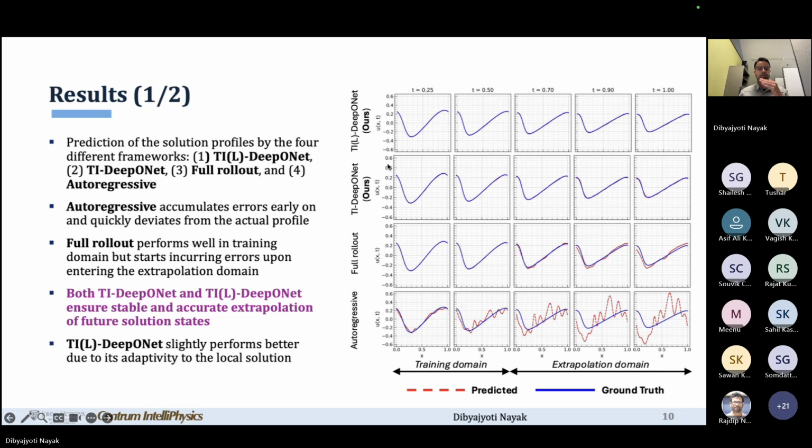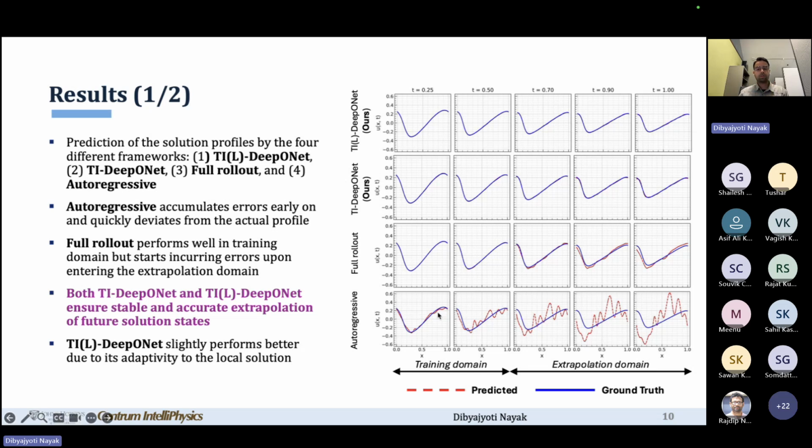For all the 5 PDE systems that we consider, we compare 4 different frameworks. We have the DeepONet full rollout, which is nothing but our vanilla DeepONet architecture. We have the DeepONet autoregressive, which, recall, is a model which learns from the solution at any time t to the solution at time t+1 purely through the neural operator. And apart from that, we also compare our 2 proposed frameworks, the TI-DeepONet and its learnable counterpart. So let us look closely at the results.